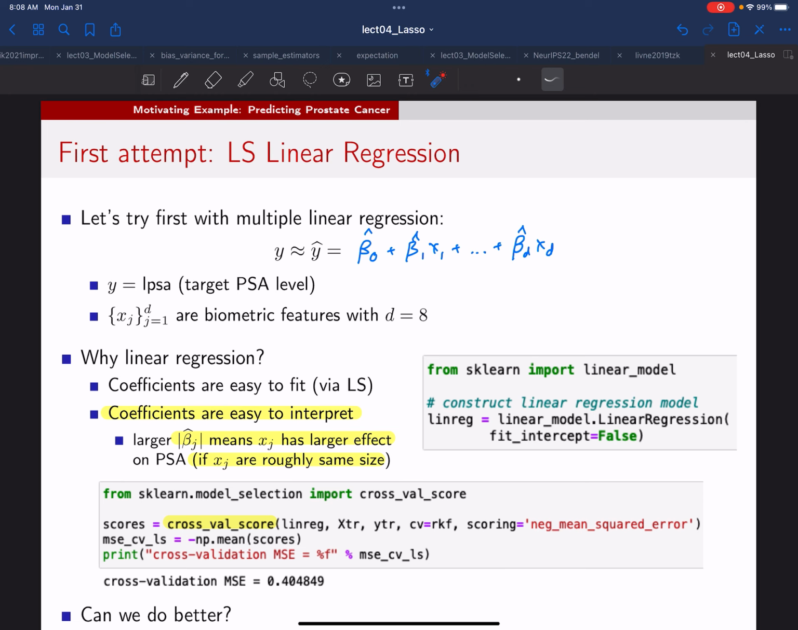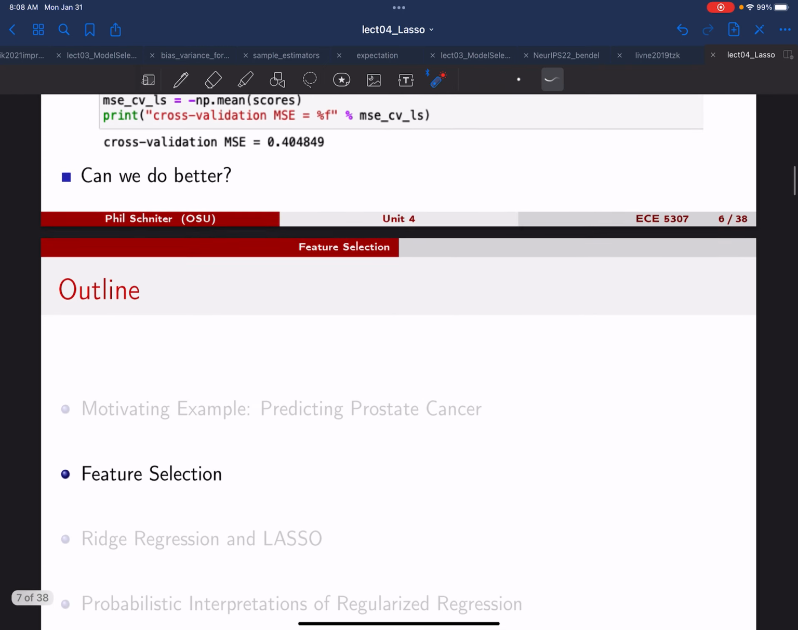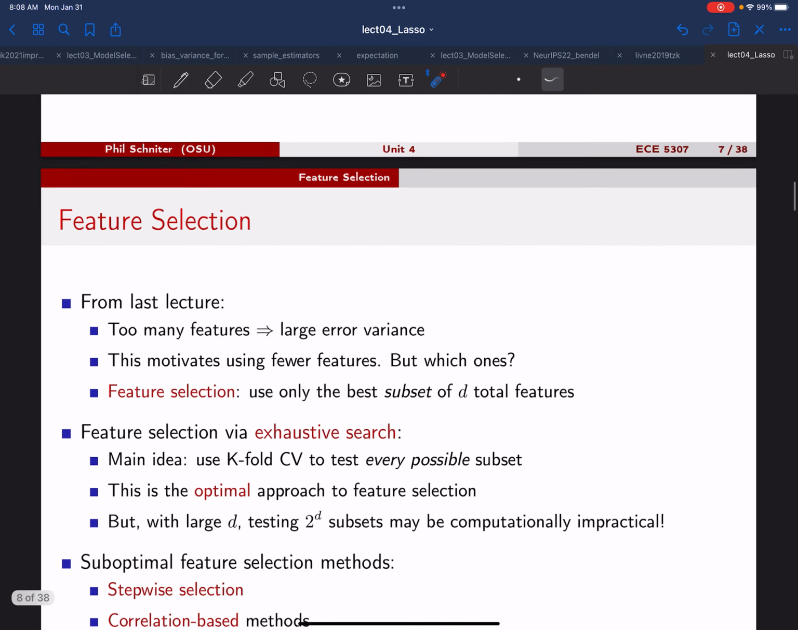And we can print this out, and it turns out it's 0.4, which I guess we don't really know if that's good or bad, but the question, as always, is can we somehow do better? Okay, so that's where we get to feature selection.